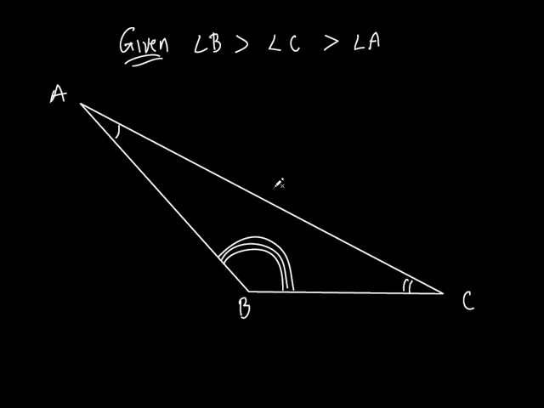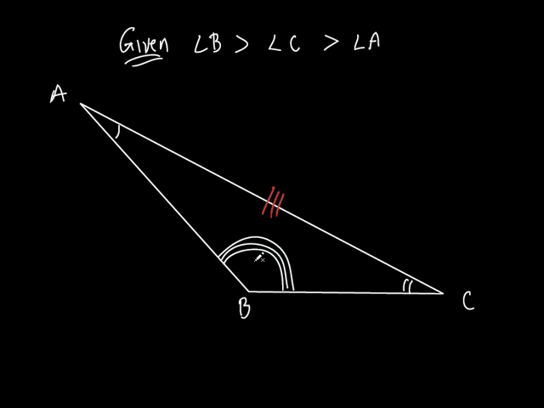Yeah, it's across from it. It's opposite. Do you see that? So the biggest side is opposite the what? The biggest angle. You got it. It'll always be like that. Always, always, always. The biggest side will always be opposite the biggest angle.